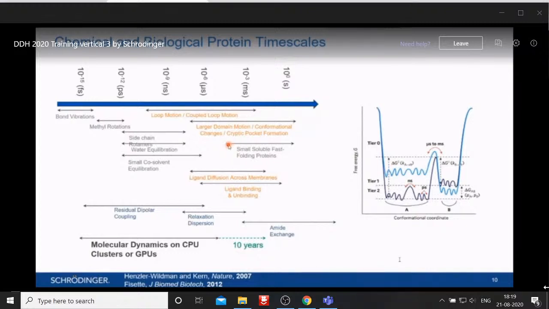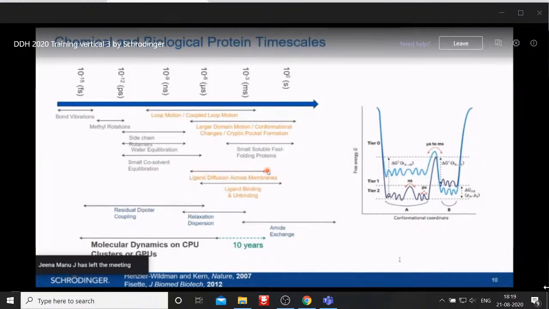If you want to study just protein-ligand interactions and calculate binding free energy, then nanosecond level of study is fine. If you want to study domain motion, then you need to go for microseconds. If you want to study large domain motions, you need to go for millisecond level of MD simulation. But if you just want to see some bond vibrations or methyl rotation, that can be studied at picosecond level also.